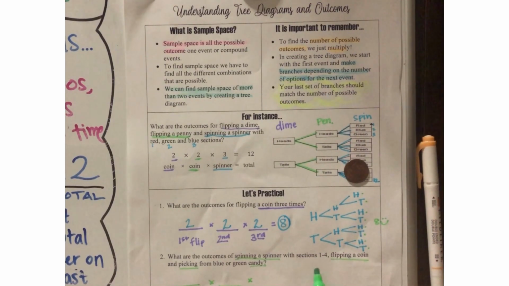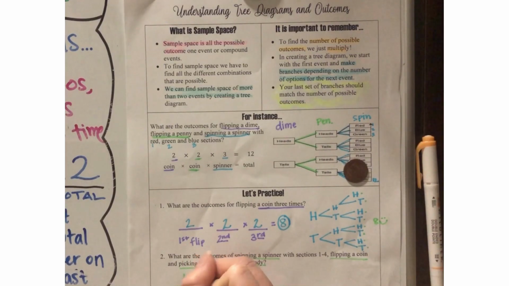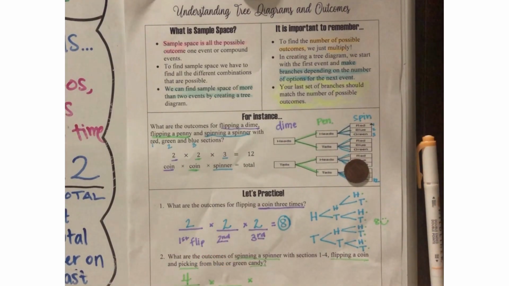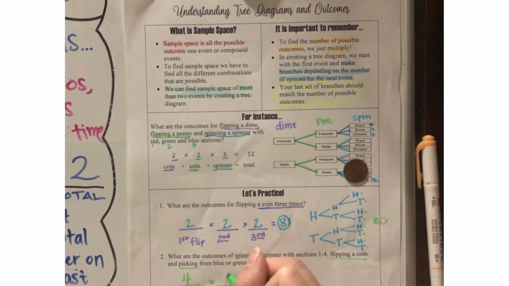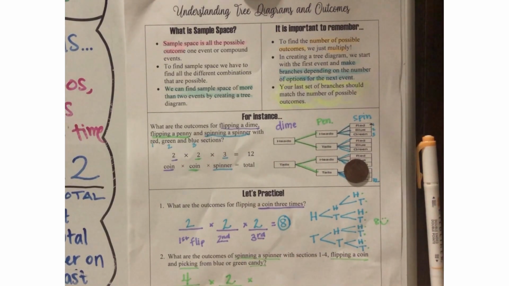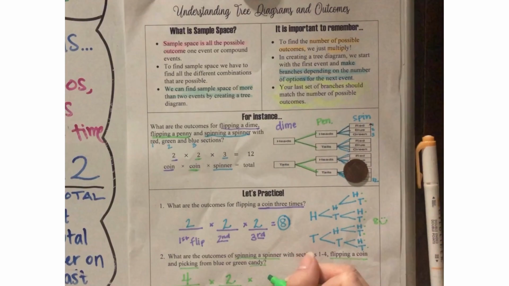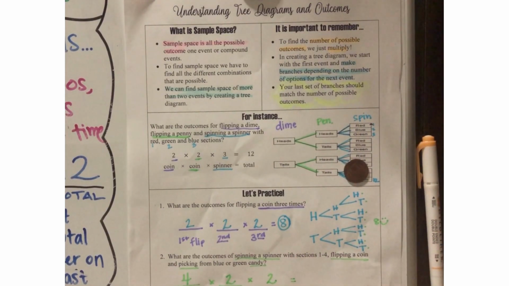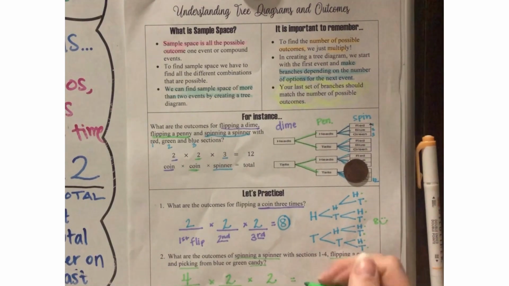Now for our spinner, we have sections 1 through 4, which means we are going to have 4 options. 1, 2, 3, or 4. When we flip our coin, we have two options, heads or tails. And with the candy, it said we're picking from blue or green. So again, we're gonna have two options. Then here we do 4 times 2, which is 8, times 2, which is 16.